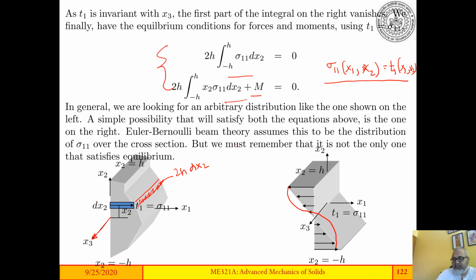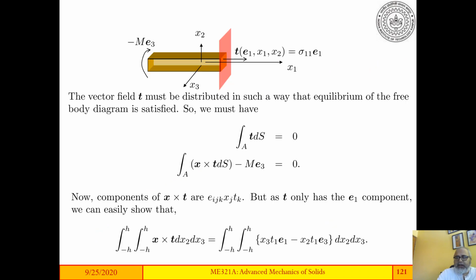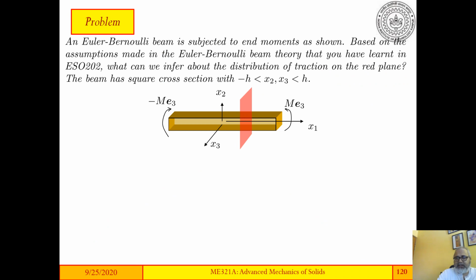So Euler-Bernoulli's assumption has to do with the fact that it's the simplest distribution that doesn't violate equilibrium in case of a beam which is subjected to bending moments at the ends. Now, let us just quickly go through what we have done. What we have done first is we have figured out what is the traction on this. What is the traction on this? And to do that, we have said that okay, the only stress is sigma 1, 1.